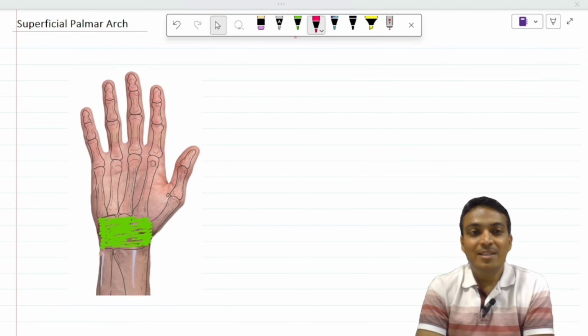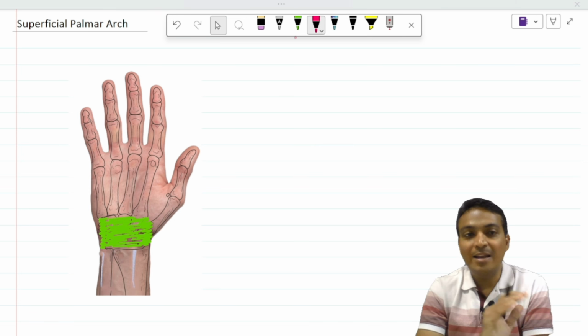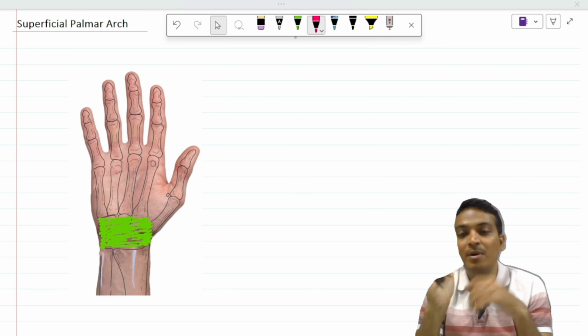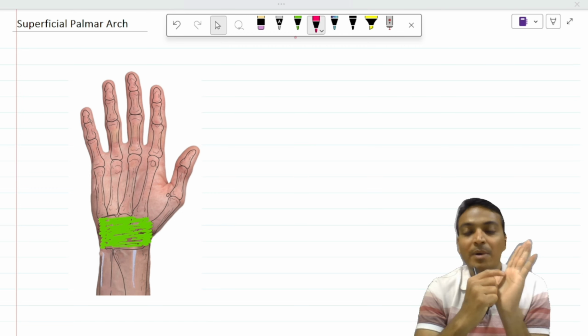Hello friends, let's see the superficial palmar arch. The superficial palmar arch, as the name suggests, is an arterial arcade or arch formed by the superficially situated artery in the palm. So the name is superficial palmar arch.